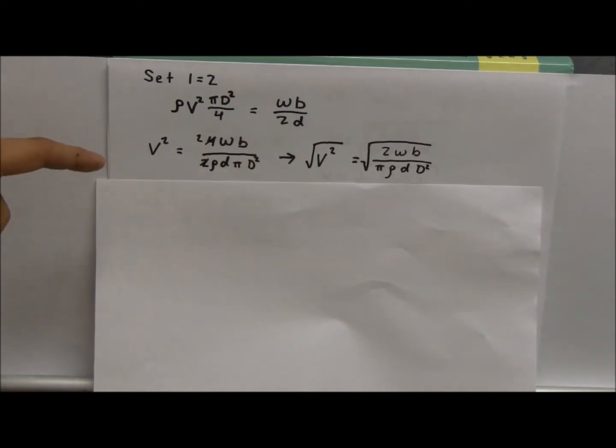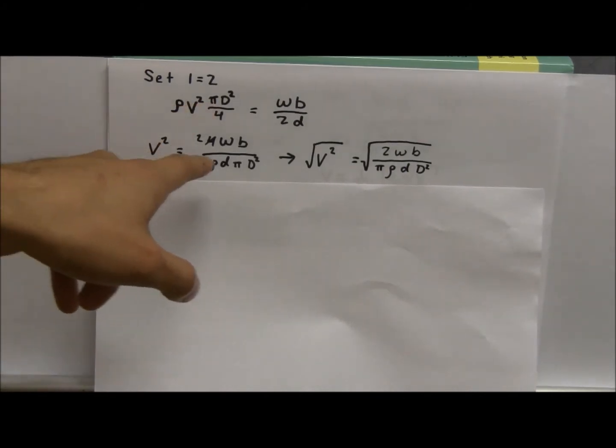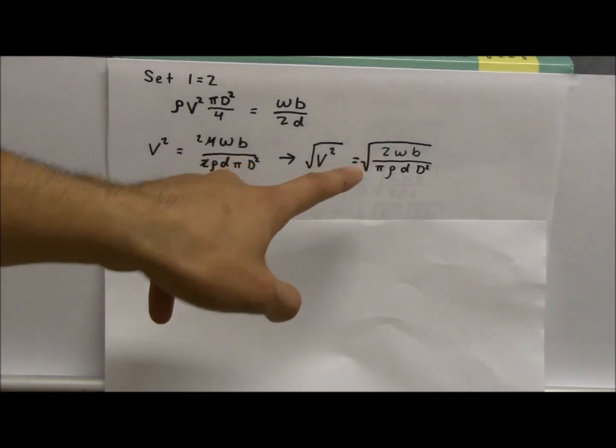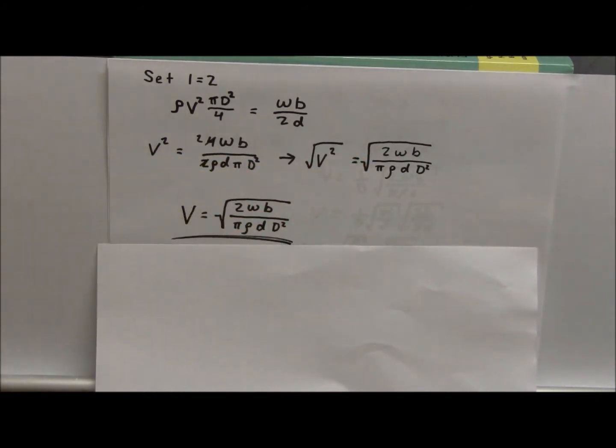Next, we're solving for v here, isolating v squared, and then taking the square root of both sides, and you're left with this expression here. So this is the result. It's shown there.